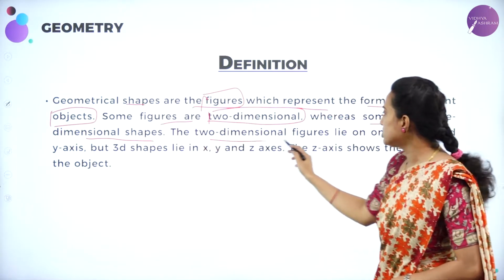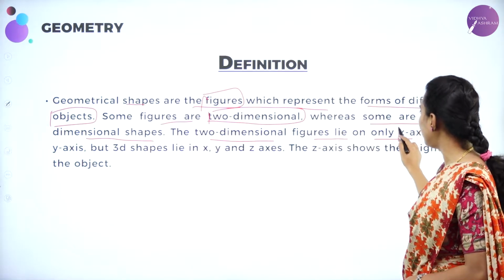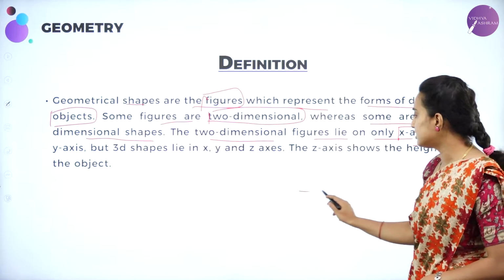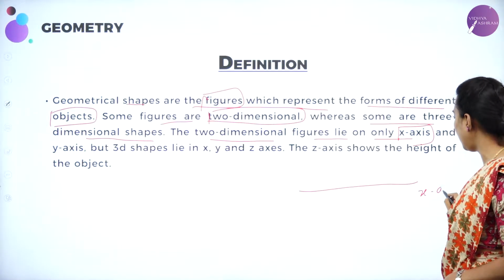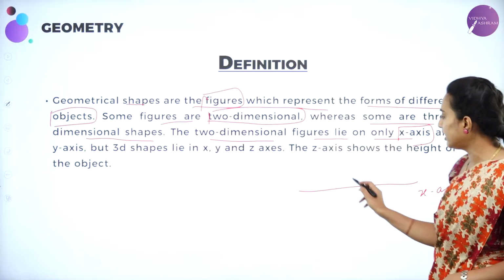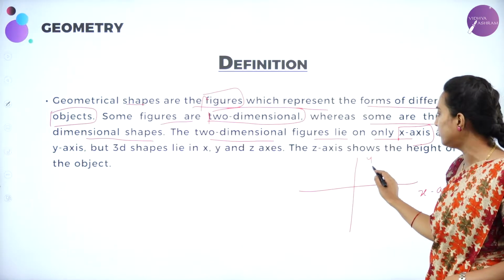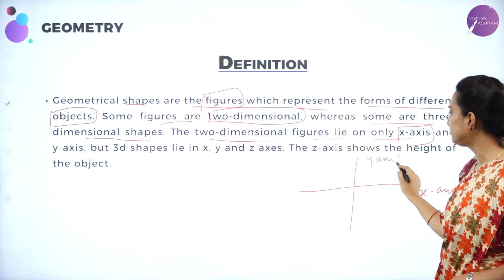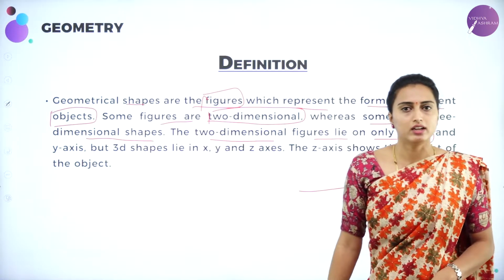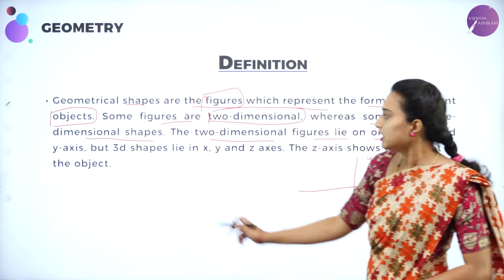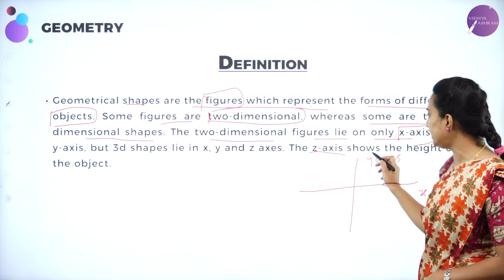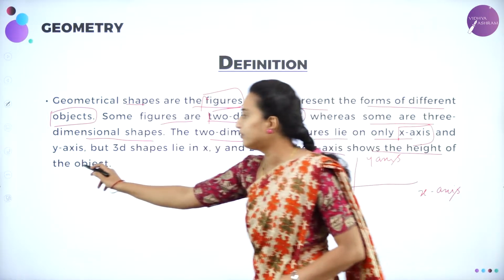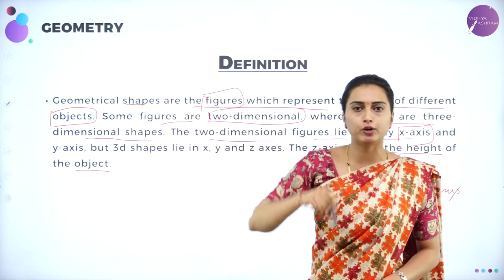The 2-dimensional figures lie only where? On the x-axis. This is called the x-axis, and then it can lie on the y-axis. Y-axis means vertical line. This is called the y-axis. That is for 2-dimensional diagrams. And 3-dimensional shapes lie in the XYZ axes, where the Z axis shows the height of the object.